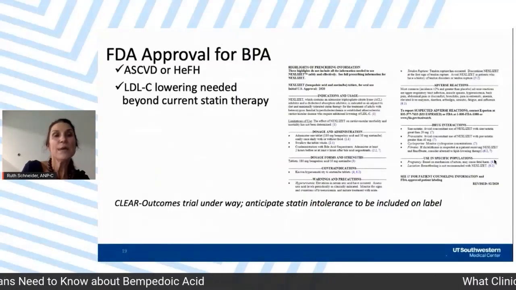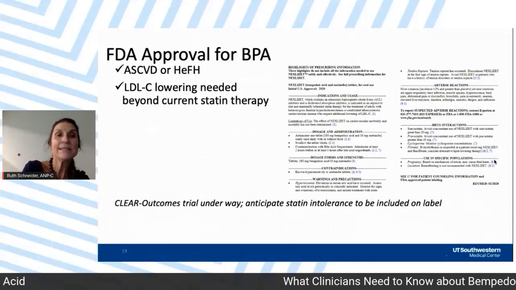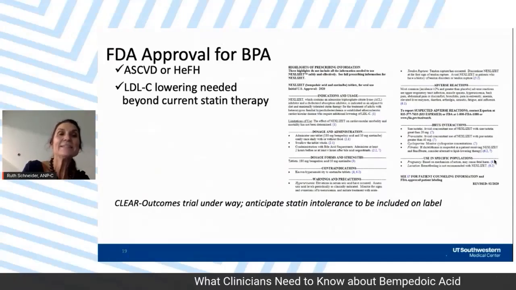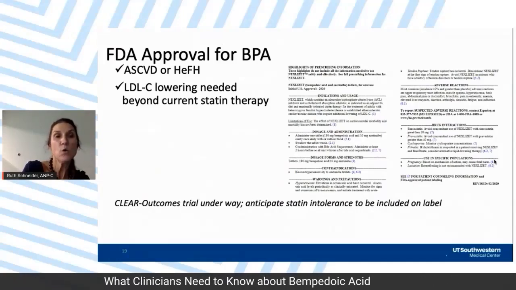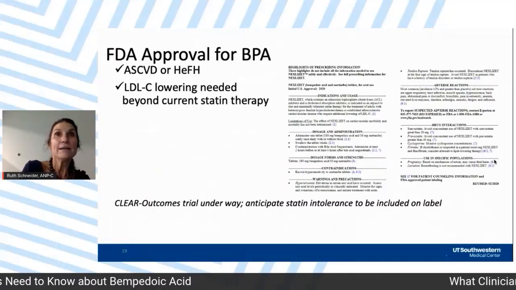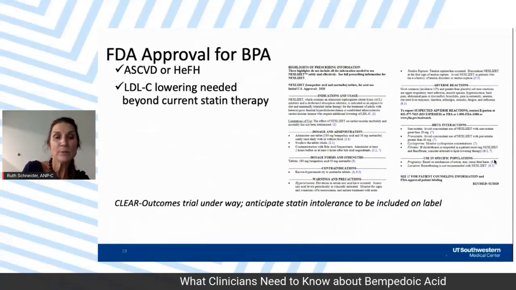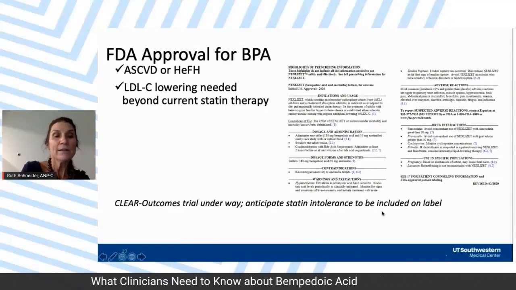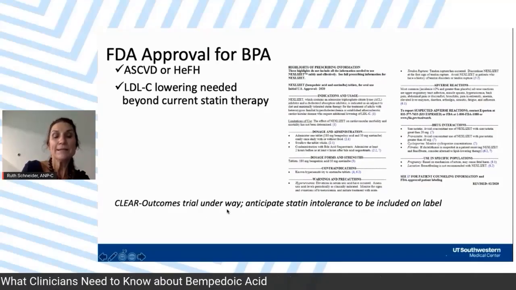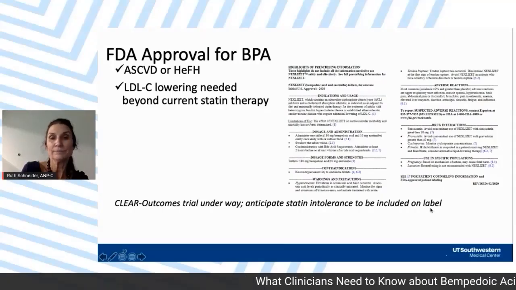All right, so FDA approval for bempedoic acid, as said previously, right now as it stands, is for ASCVD or heterozygous FH. It is recommended with LDL lowering needed beyond current statin therapy. However, when the CLEAR Outcomes trial is completed, we anticipate statin intolerance to be included on the label.